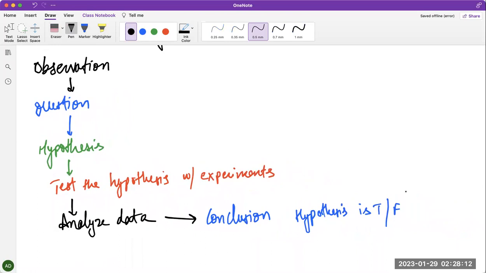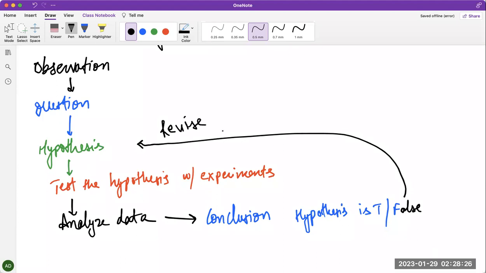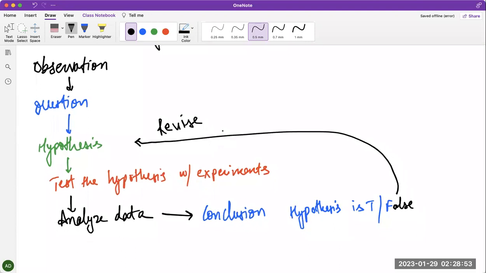But then what if it was false? If your conclusion says that your hypothesis is false, then you go back and revise your hypothesis, right? So now when you revise that hypothesis based on the results you got, then you're going to, of course, test that revised hypothesis by running the experiments. And so this is a cyclic process, right? So you keep running experiments until you get to that true hypothesis that you were expecting, or not. You were expecting or not, that you don't know.